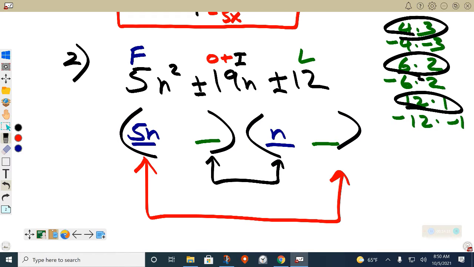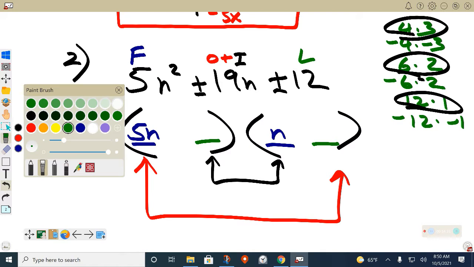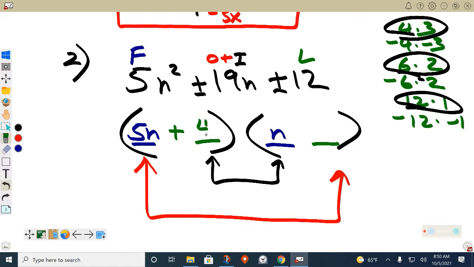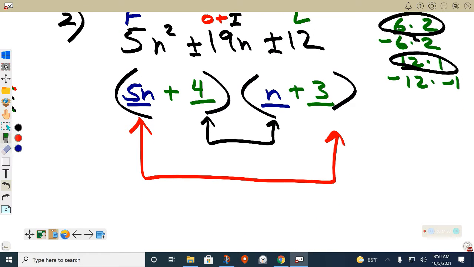Now, if I see a bunch of positives, don't worry about negatives then. That kind of eliminates that. Save some time. Let's try 4 and 3. I'll put a positive 4 here and a positive 3 here. And now let's see. So that takes care of our last. Look at 4 times 3 is 12. Now let's see if the outers and the inners make the 19. And we're in business. And just looking at it, I think they do.